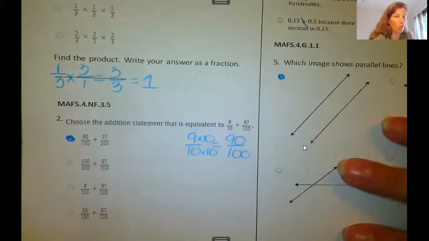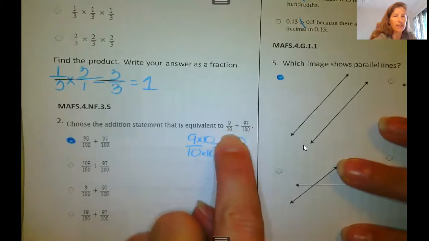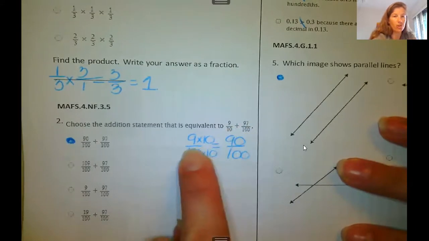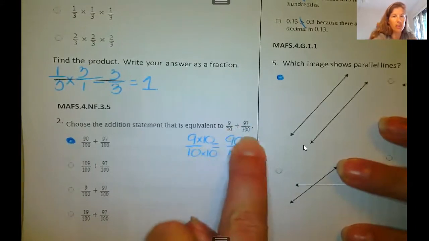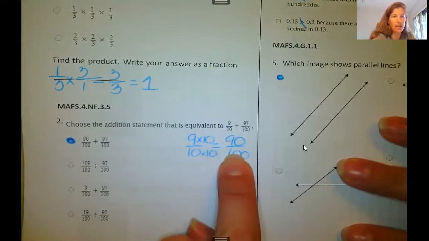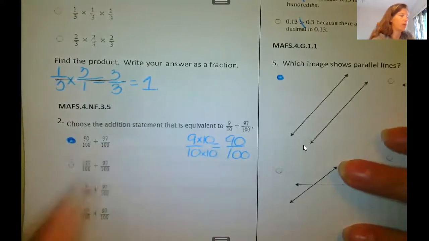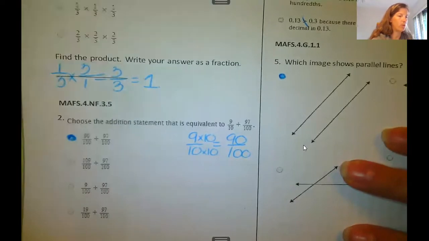Number 2, we're going back to those fractions. We want to know which one is equivalent. So again, you have 9/10 plus 97 over 100. You cannot add because those denominators aren't the same, so we're going to make them the same, and you would get 90 over 100 plus 97 over 100.